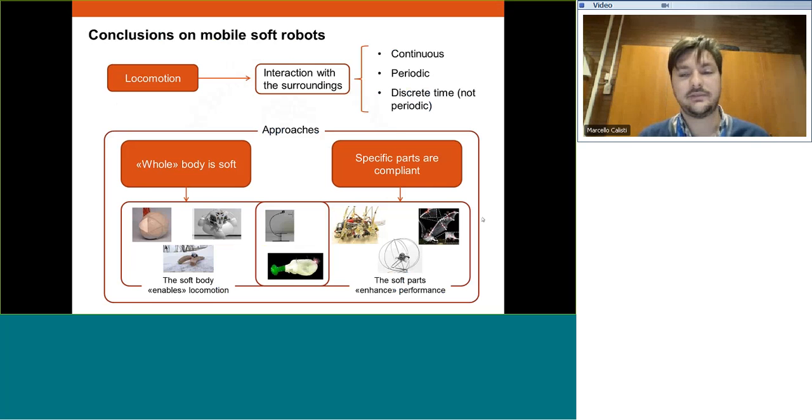And just to conclude, you can have the whole body be soft, which usually enables your locomotion and relies more on the advantages related to adaptability and resilience. On the other hand, you have only specific parts which are compliant and then enhance specific performances, for example, forces or stability of the locomotion. That's all. I hope that I'm in time, more or less.